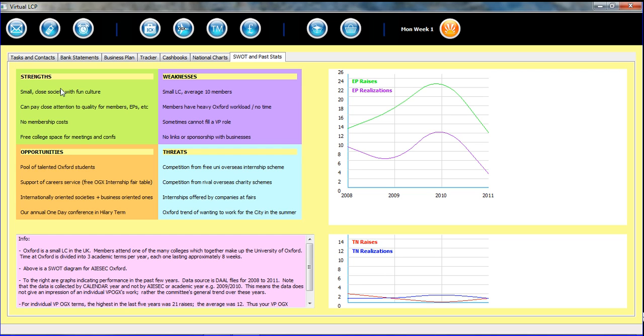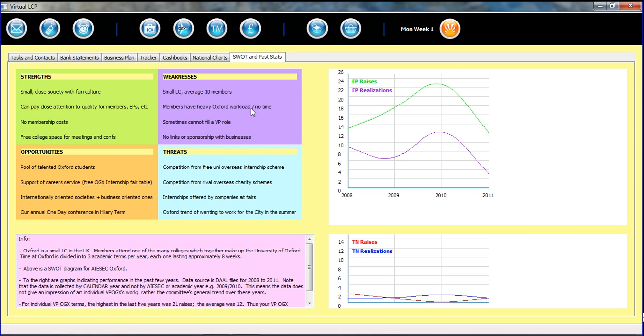No membership costs, free college space. But here's a weakness. Members have a heavy Oxford workload, or no time, and we'll see the significance of this. This is why Oxford has so few members. Members have to do lots of essays. So the ones who do stay with us, we're going to struggle to motivate them. Because of their workload, they'll have a penalty for innovation every week. So our task will be about making sure we overcome that. But if they lose 5 points motivation because of that, we make sure they have a net gain.